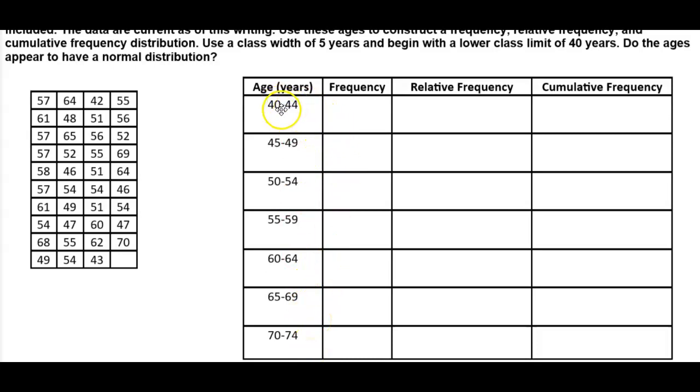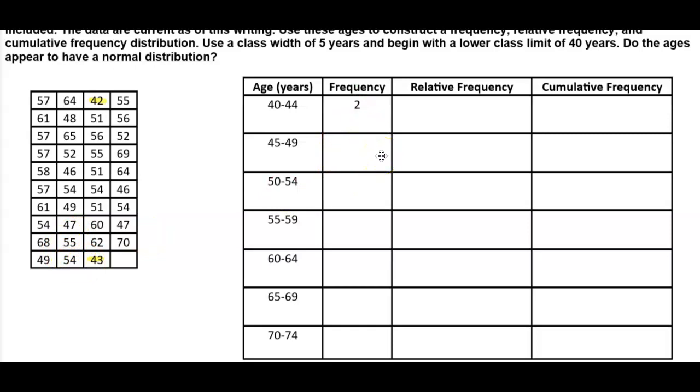Now we want to find out what are all the values that are between 40 and 44. So we're going to look for the values that are between 40 and 44. So we have 1 there. And let's see here, we have 2. Are there any other numbers in between 40 and 44? So far we have 2. So that means that our frequency is 2.